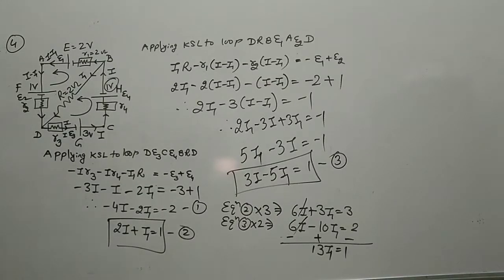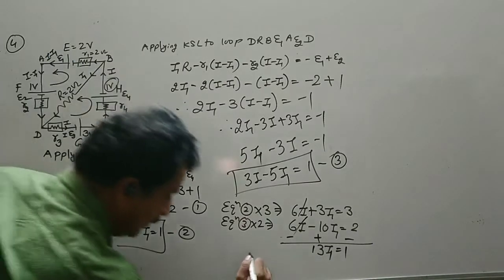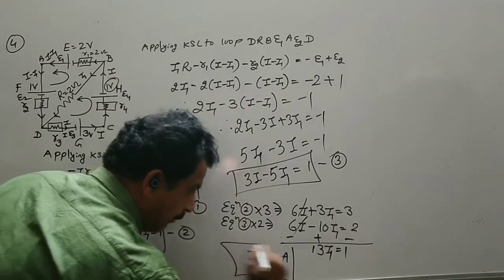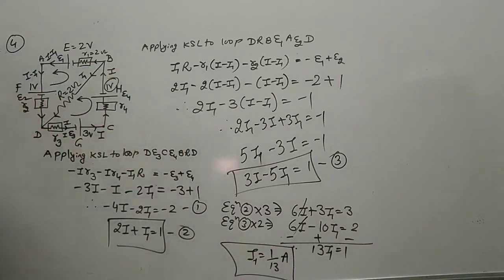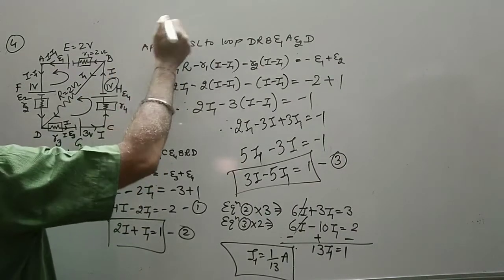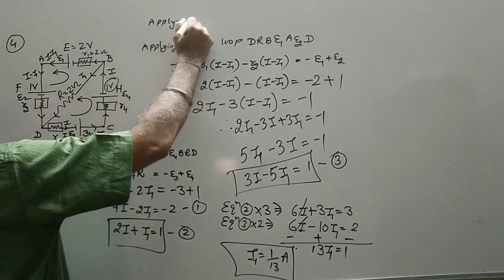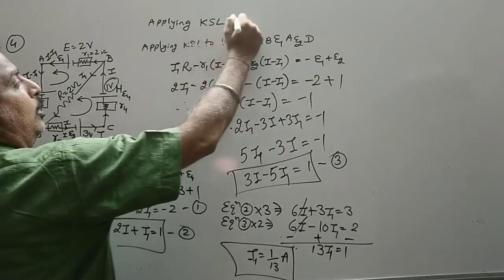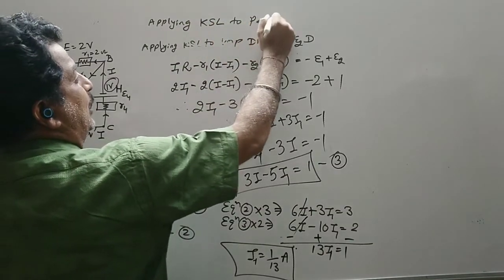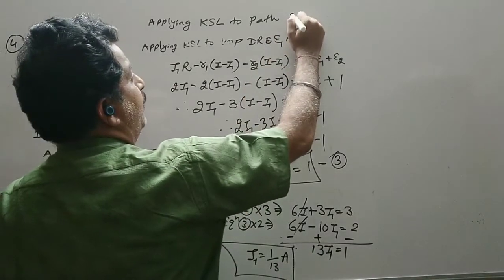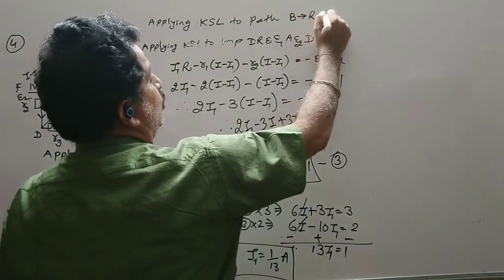So this is I1, which is equal to 1 by 13 ampere. Now we need to find out the potential difference between B and D. So we move, again applying Kirchhoff's second law to the path. Now it is an open path, so we apply Kirchhoff's second law from point B to D.